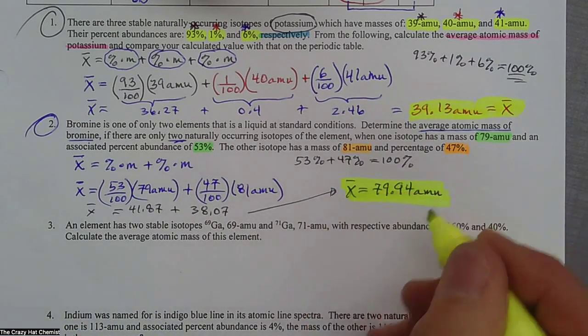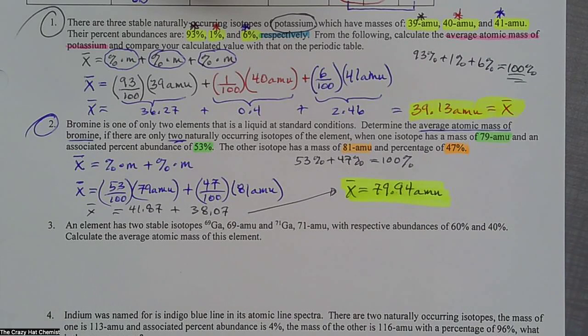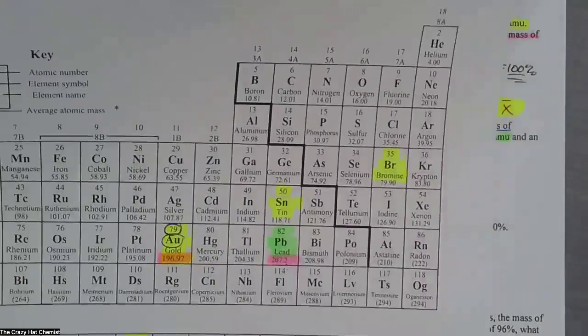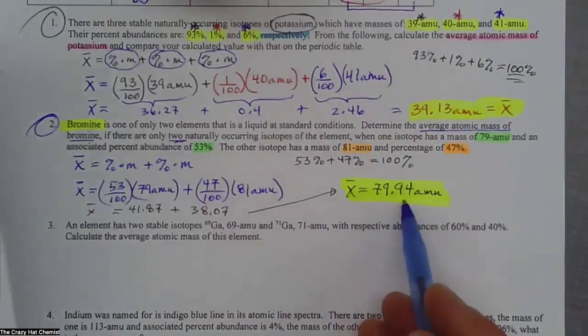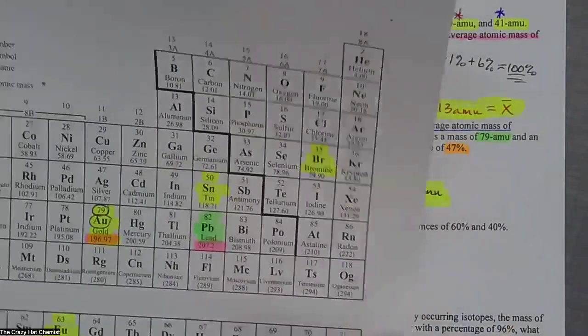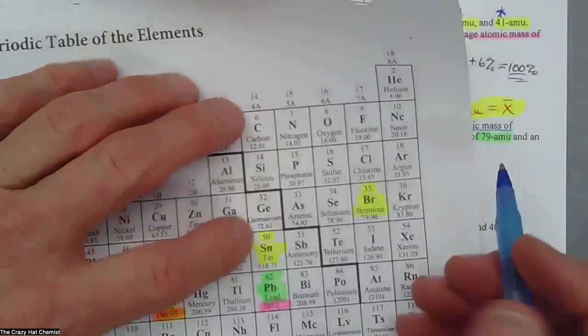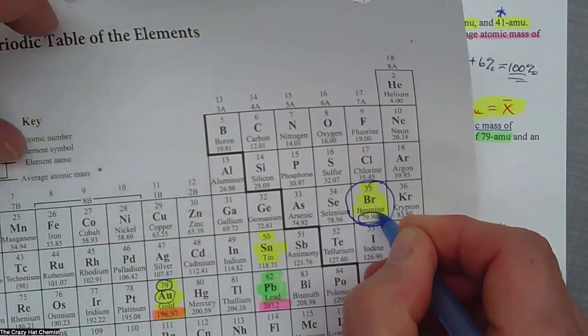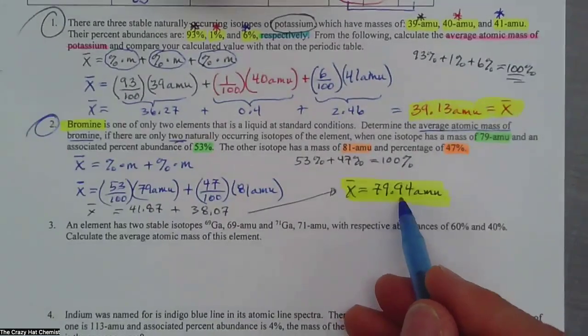This answer goes with bromine, right? Because this is the element bromine. Let's do a double check and make sure that bromine, which we discussed earlier in this worksheet, has approximately this average mass. And here is bromine right there. It's 79.90 on the table, and our average is 79.94.